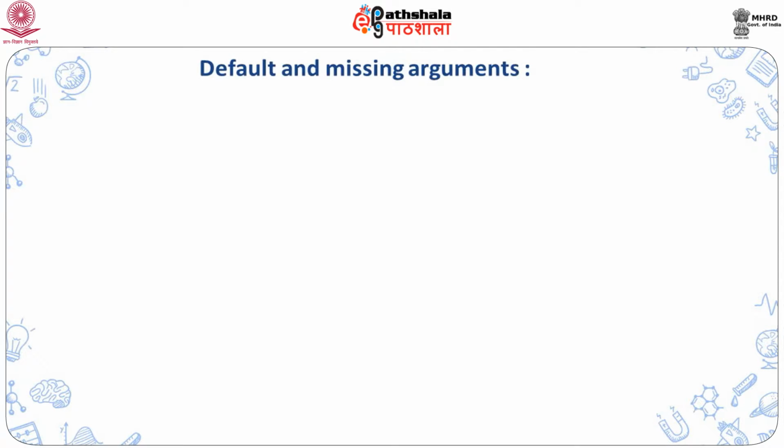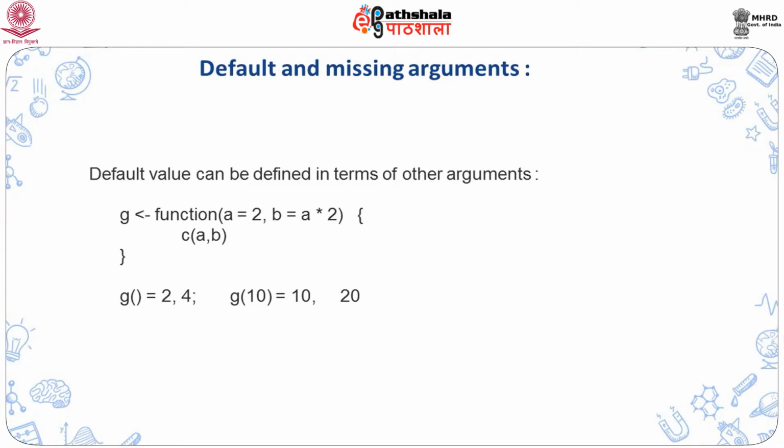The default value can be defined in terms of other arguments. Let us have a look at the g function. Here the function specifies a is equal to 2 and b is equal to a squared, and here we are having the vector c of a, b. So the output should be given like that, and if we call the g function here, then we are having 2 and 4. Again if we give g of 10, then this will return 10 and then twice of 10, that is 20.